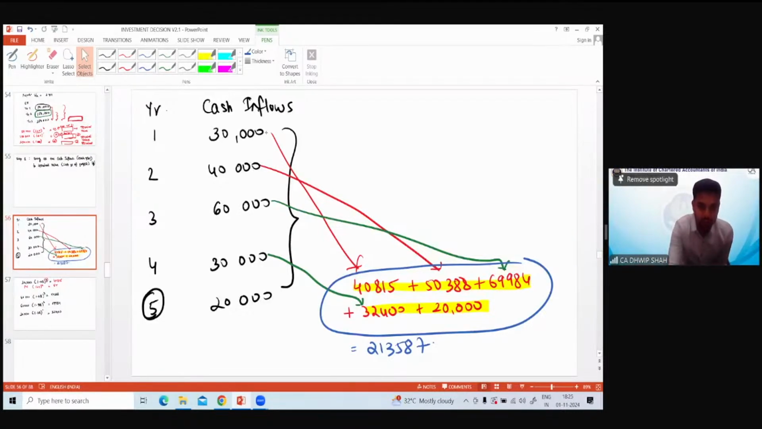30,000 I earned from the project, I reinvested till the end of life. 40,000 I earned in year 2, I reinvested till the end of life. 60,000 I earned at the end of year 3, I reinvested till the end of life. So likewise, can I say now my amount at the end of year 5 would be 213,587? Yes or no? I have pulled all the cash inflows to terminal value. Now my amount at the end of year 5 would be 213,587.